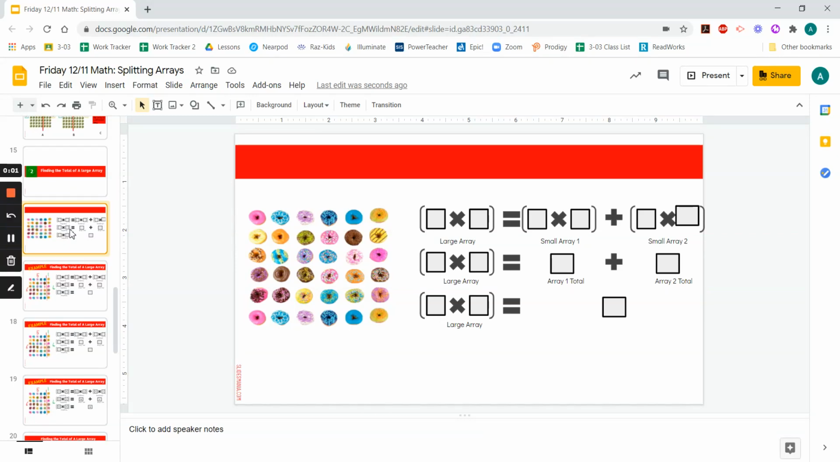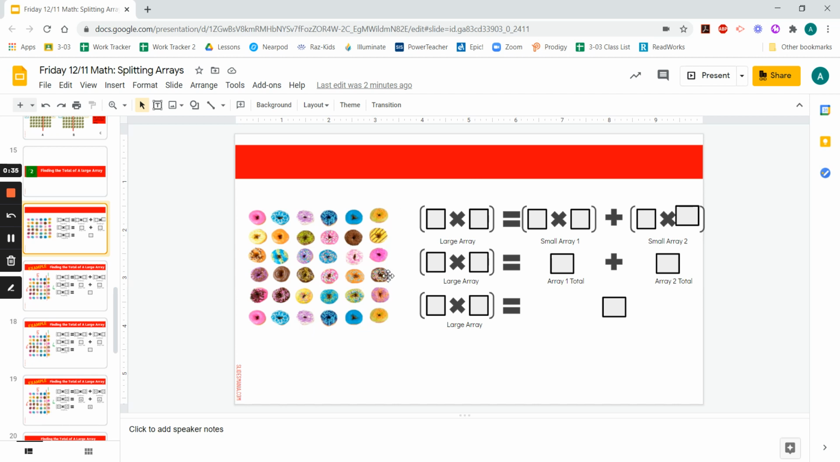In the second part of the assignment, you'll be given a picture of a large array. The large array represents a large multiplication fact that you need to solve. You can choose whichever way you want to split up that large array into two smaller arrays, or two smaller multiplication facts. In this example, I'm solving for 6 times 6 because there are 6 rows and 6 columns.